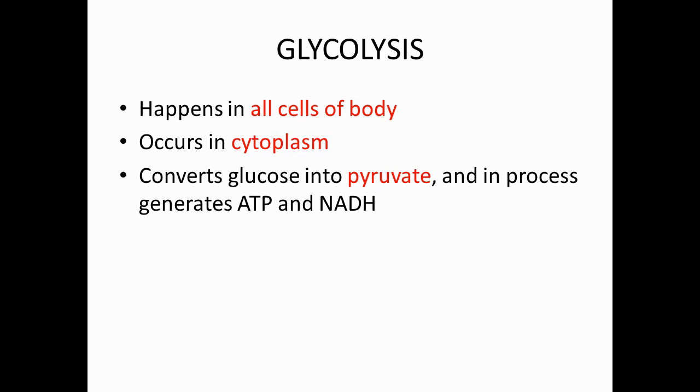So the body needs energy to function, and that energy comes from ATP, and ATP is generated from glycolysis. That's why glycolysis happens in all cells of the human body. It occurs in the cytoplasm of the cell, and it converts glucose into pyruvate. In that process it generates ATP and NADH, and that NADH will go to the electron transport chain, which we are going to talk about in my future videos, and it will generate ATP in the electron transport chain.